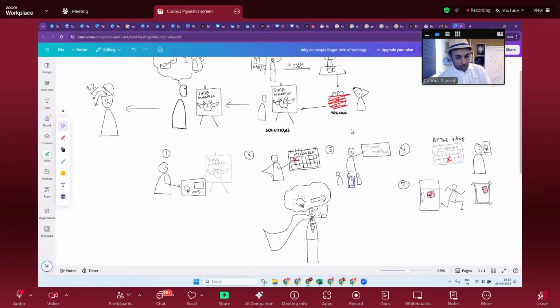Second is apply one concept immediately after you have learned. The third is share what you have learned with someone. It can be your colleague, your friends or your family. Revisiting the sketch in a week.